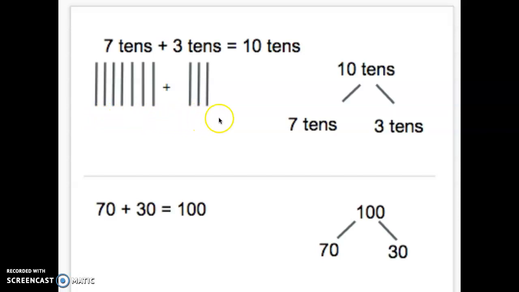7 plus 3 equals 10. So 7 tens plus 3 tens equals 10 tens. That's your say 10 way. This is the regular way. 7 tens has the value of 70. 3 tens has the same value as 30. So I could say 70 plus 30 equals 100.